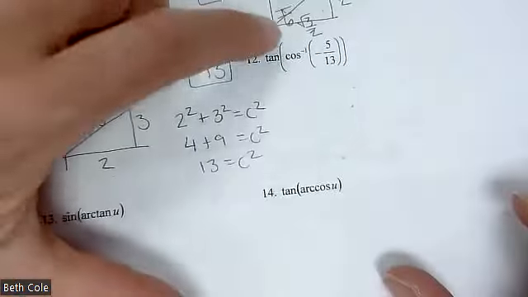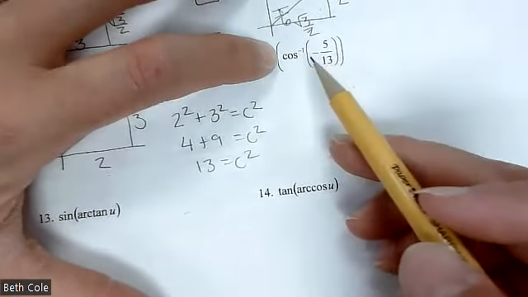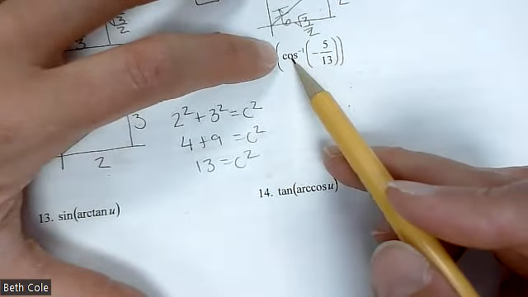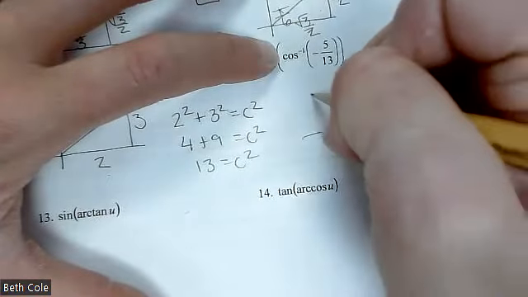All right, so for 12, I'm going to cover up tangent. Just pretend it's not there for a second. This is negative, so we're not in quadrant 1. What's the other option for cosine inverse? 2. Draw your triangle in quadrant 2.